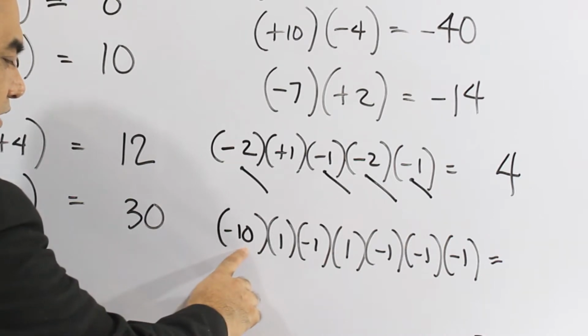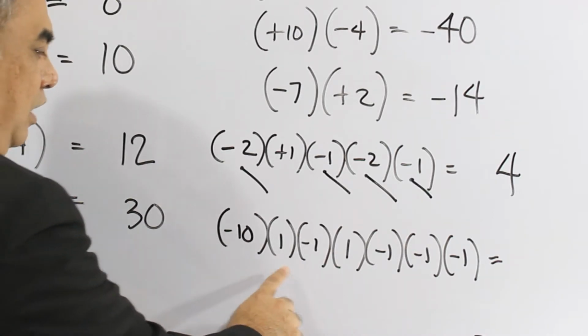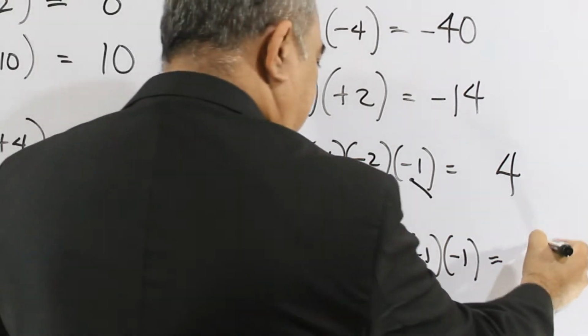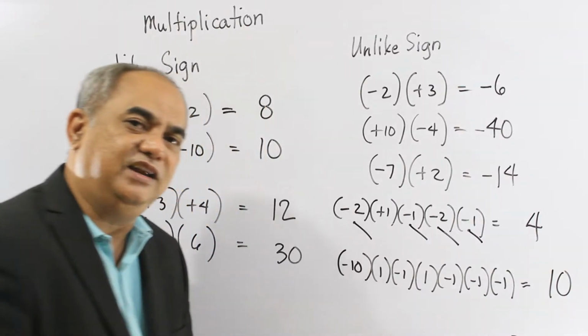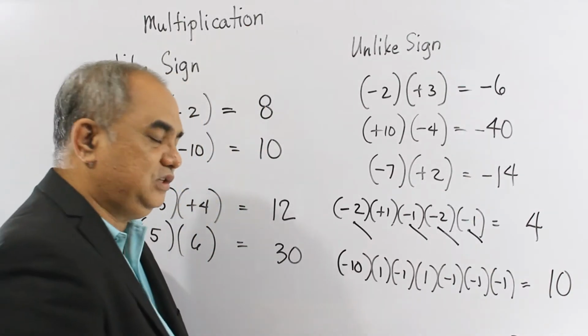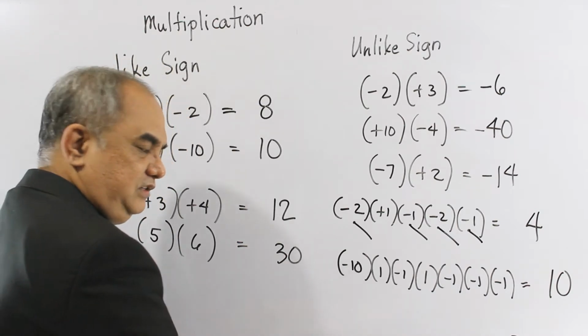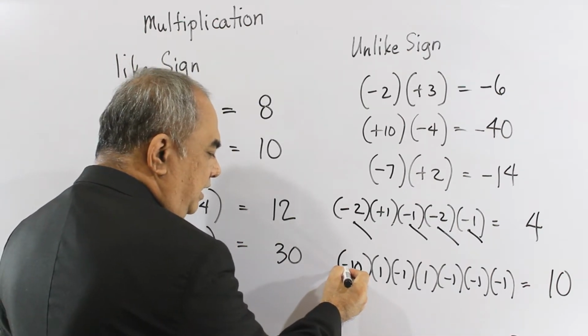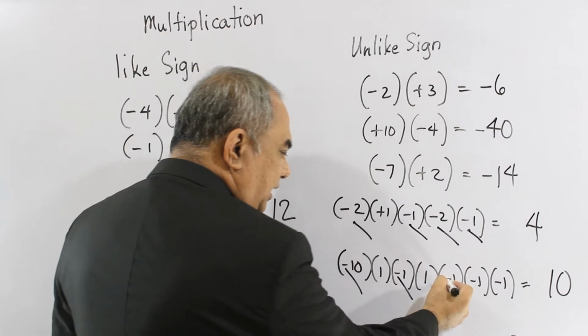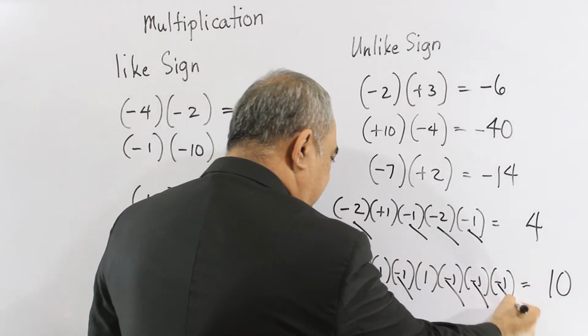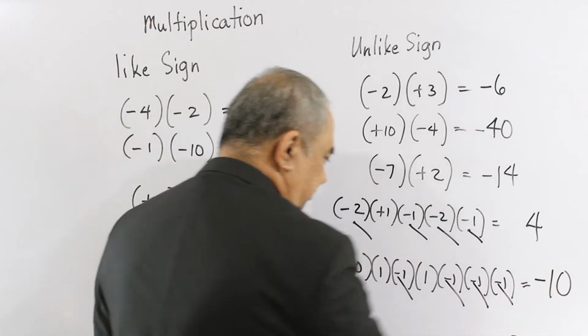So we'll just concentrate on the number 10, or simply say 1 times 10 will give us 10. Again, the question is, what will be the sign of this product 10? Is it going to be positive or negative? Now let's recite. Starting with this one, negative, positive, negative, positive, and negative. Finally, your answer is negative 10.